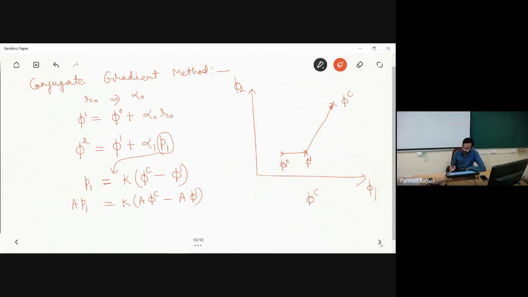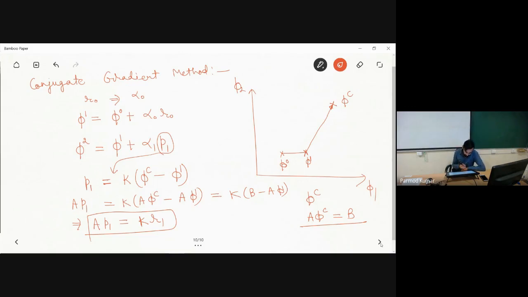So phi c is my converged solution. So what will be A phi c? If it is the converged solution, at that time the residual will be 0. So A phi c will be nothing but equal to B. So I can simply write over here k times (B minus A phi 1), and this is becoming nothing but A P1 equal to k times R1. So A P1 has become equal to k times R1.